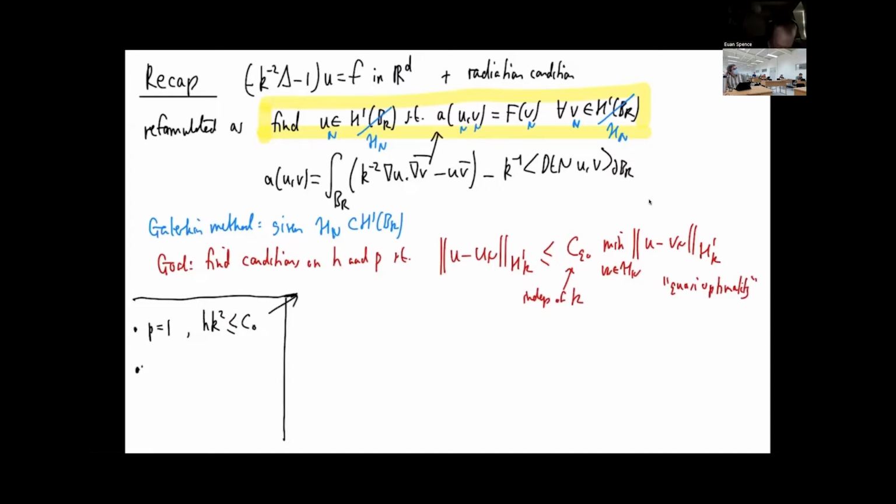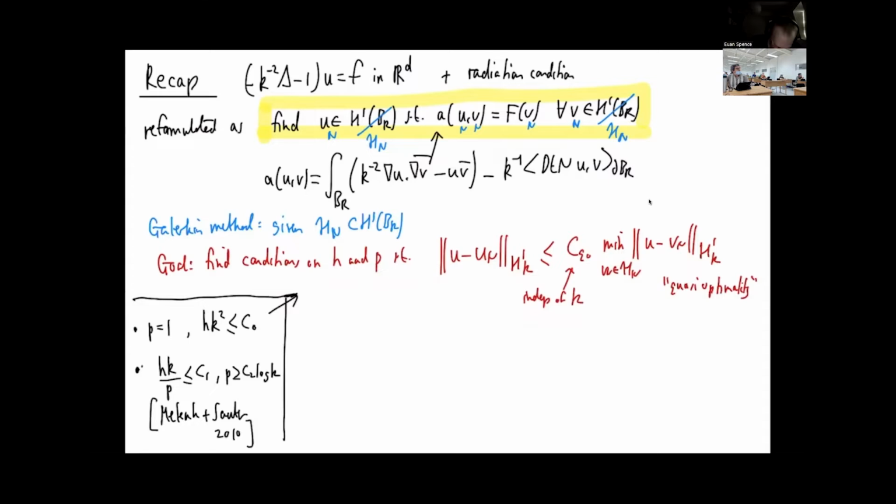And the other case is the case then proved by Melenk and Sauter in 2010, that if hk over p is sufficiently small and p grows, or p is bigger than a constant times log k, then I have this k-independent quasi-optimality. So this second one here is Melenk and Sauter 2010.